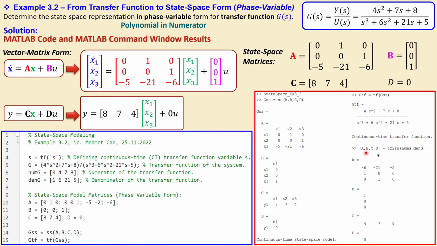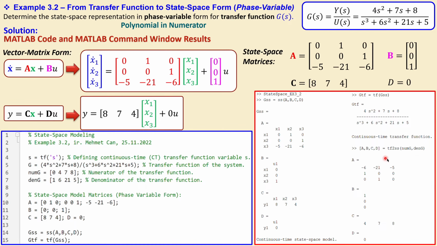Again, we check the transfer function to state space conversion of MATLAB. So the num G and then G is the numerator of the G, and the denominator of the G I also place it here, so 0, 4, 7, 8, 0 because there is no third order term here, and then 4, 7, 8 for the coefficient, and the rest is exactly the same as before.